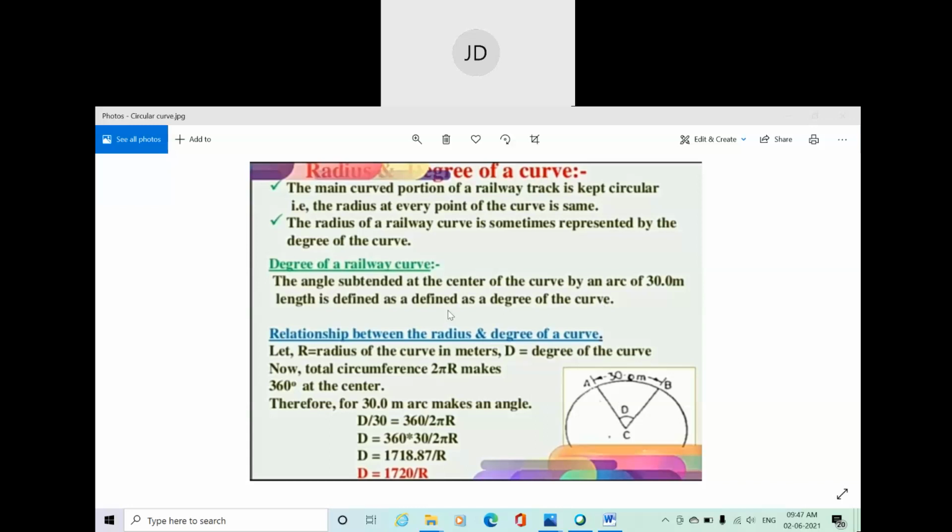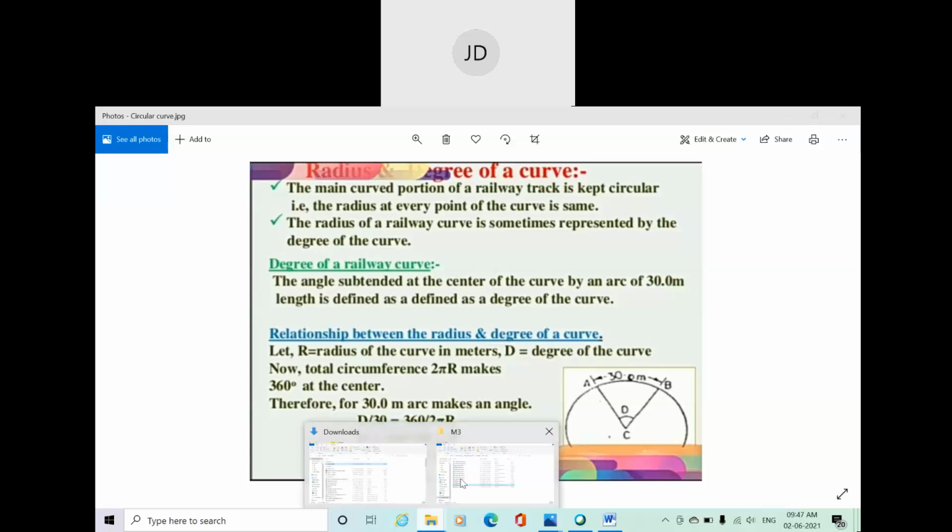And it is defined as the degree of the curve. Here you can see AB. It is an arc, a portion of a circle, and the length of AB is 30 meter, or 30.5 you can also consider, and the angle subtended by this arc AB at the center, suppose D, is your degree of the railway curve. Okay, fine. I'll show you the notes also.